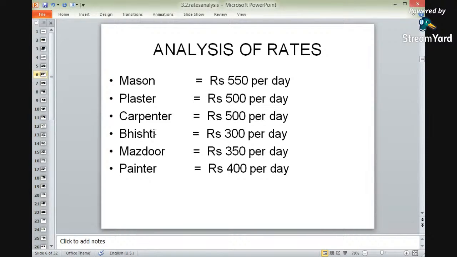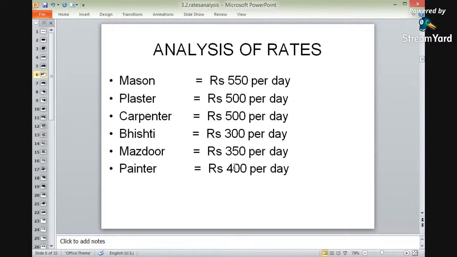We can take this as 250 or 300. So I have taken 300 per day. In some cases, it has been assumed as 250 also, but in this case, I have taken VC as 300 per day. The Mazdoor again is 325 to 350, so I have taken 350 per day.